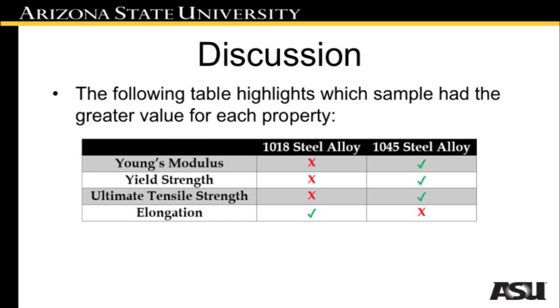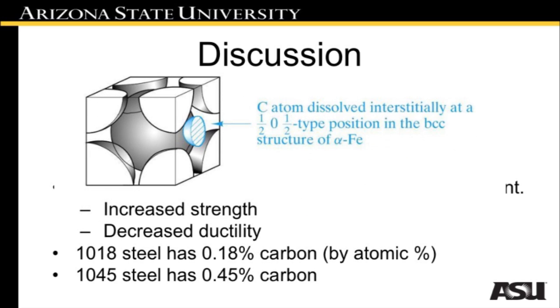This table summarizes the mechanical properties of the samples. As you can see, the 1045 steel is stronger than the 1018 sample, but is also much more brittle. This brittle behavior is because the 1045 steel has more carbon than the 1018 steel.